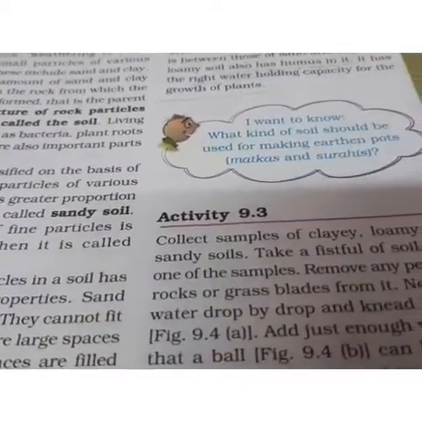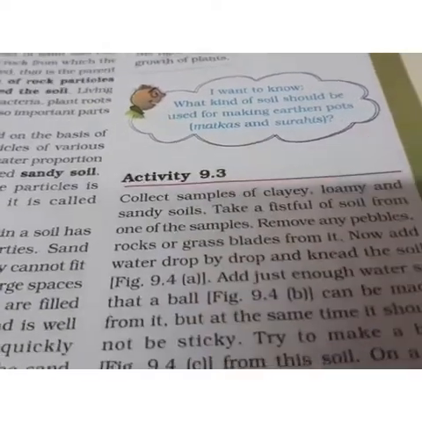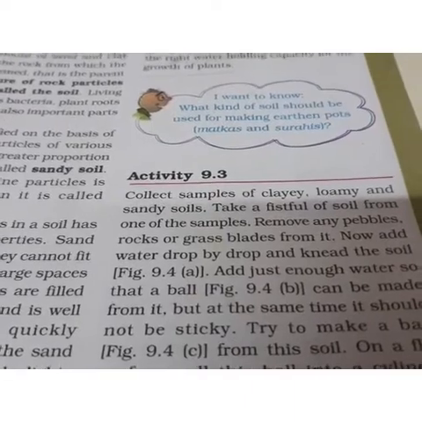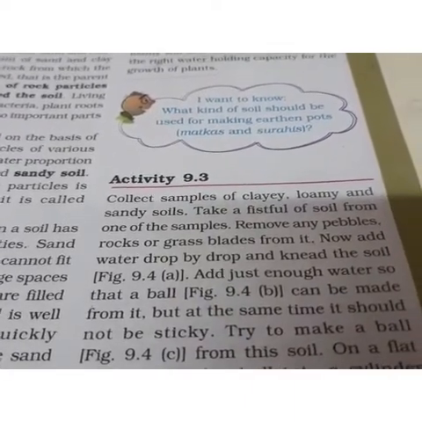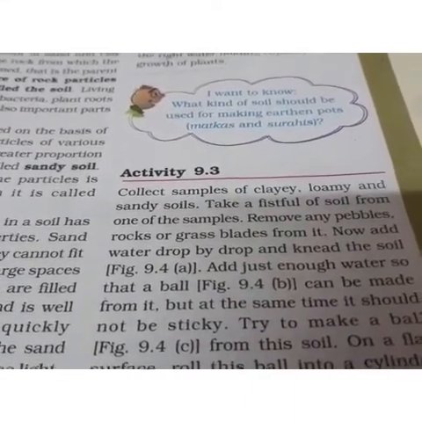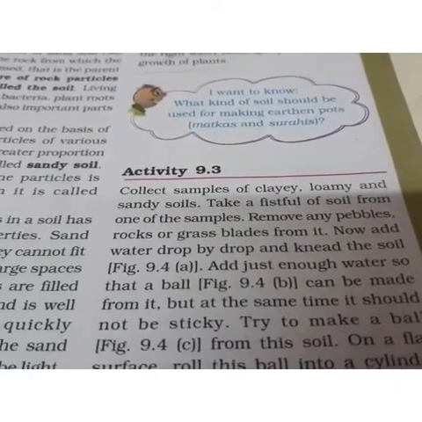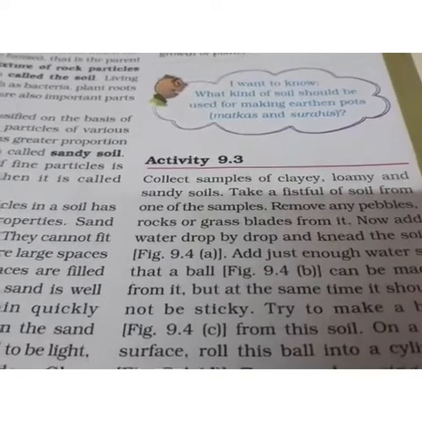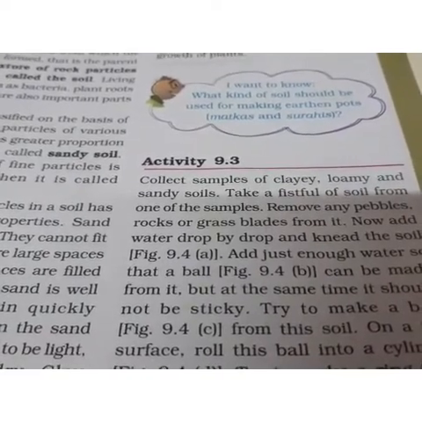Now there is another activity which is 9.3 here. Collect samples of clay, loamy and sandy soil. Take a fistful of soil from one of the samples. Remove any pebbles, rocks or grass blades from it. Now you have to take three different types of soils which I explained here: sandy, clay and loamy soil.